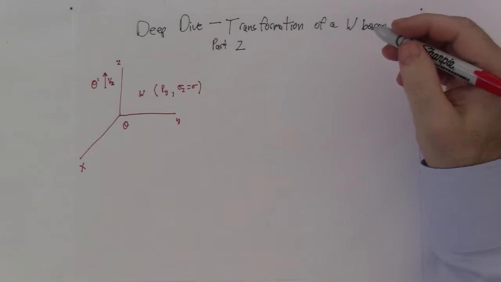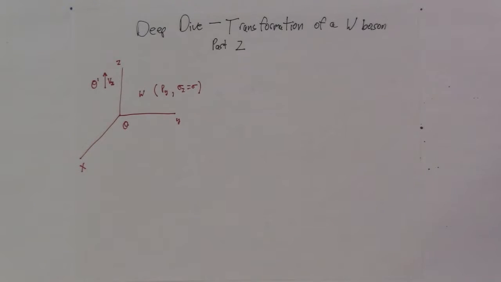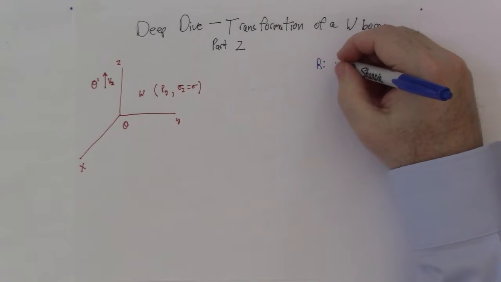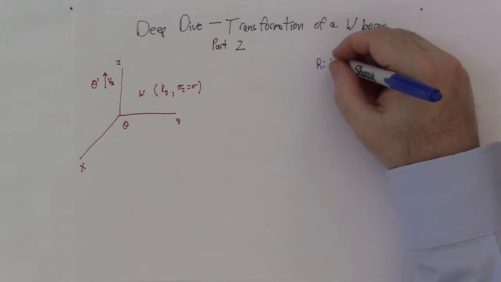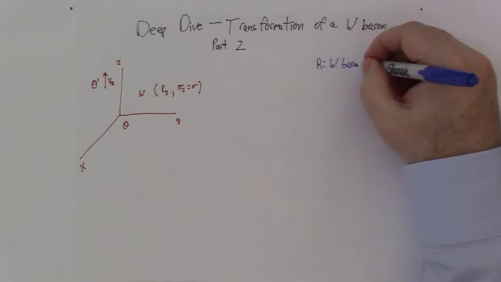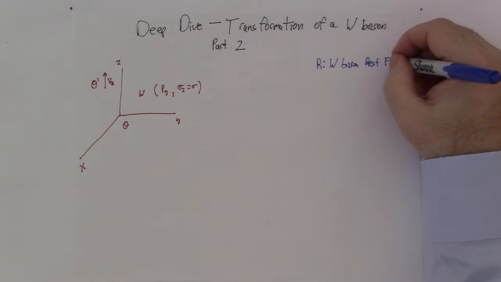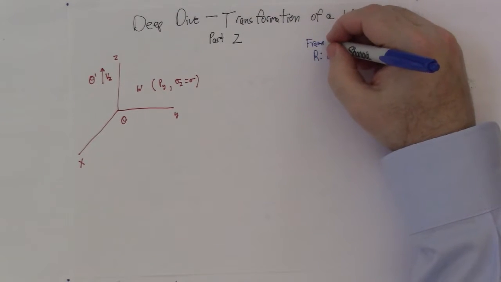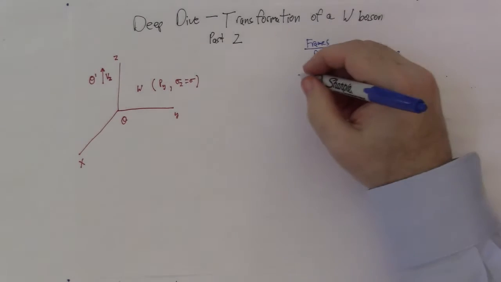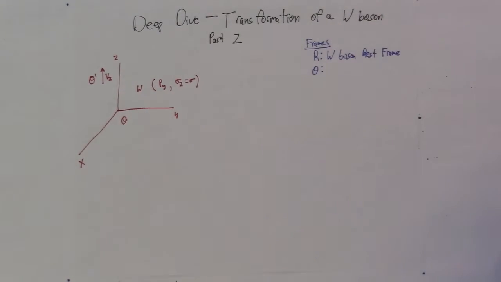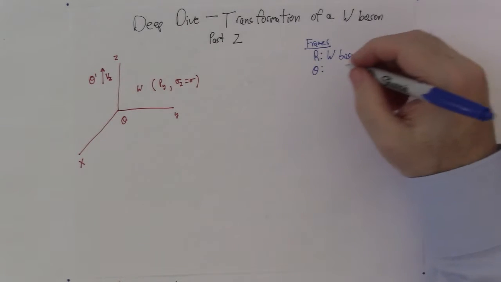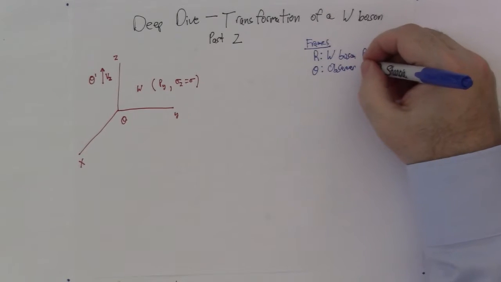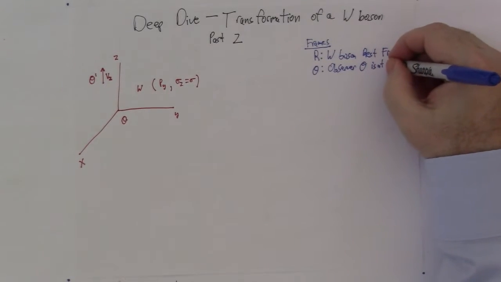Now, sometimes in relativity these things can get confusing, so let's just set it up carefully. We'll define R as the rest frame of the particle, W boson rest frame. So these are frames. We'll define the frame O, as we've defined it in our diagram, as the observer frame. Observer O is at rest by definition.